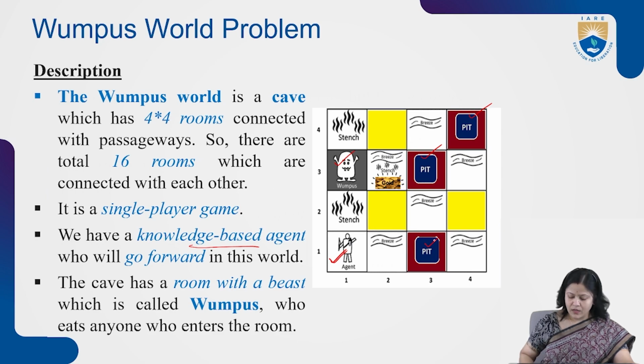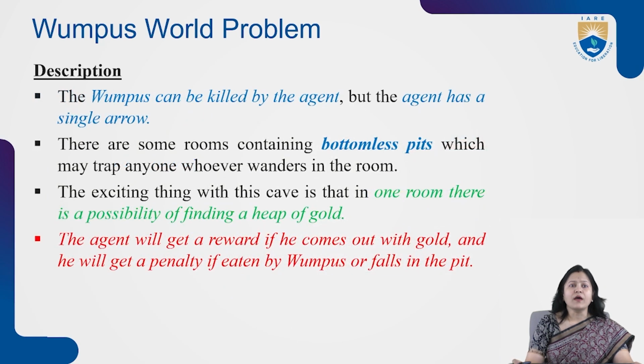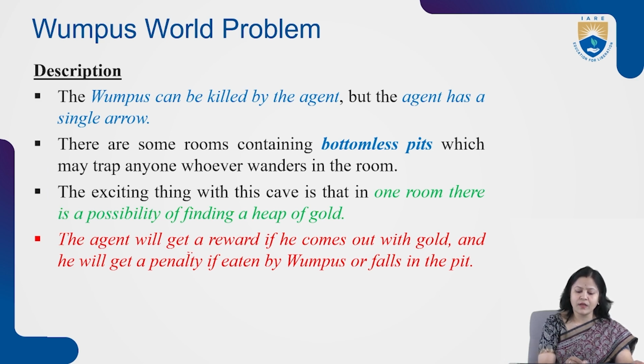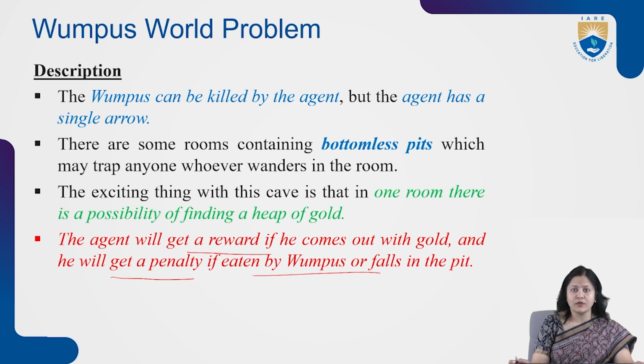And the more exciting thing in this cave is that one room contains a heap of gold. The agent will get the reward if he comes out with gold, and he will get a penalty if eaten by the Wumpus or if he falls into the pit. So these are the 2 things: the person will be rewarded if he comes out with gold, and he will get the penalty if he is eaten by the Wumpus or falls into the pit.